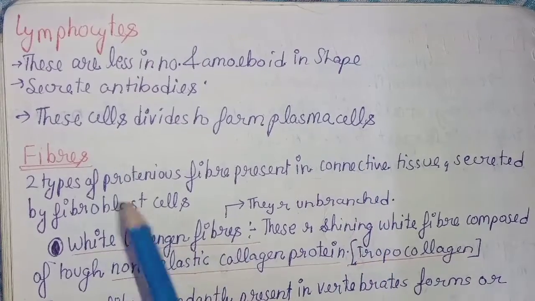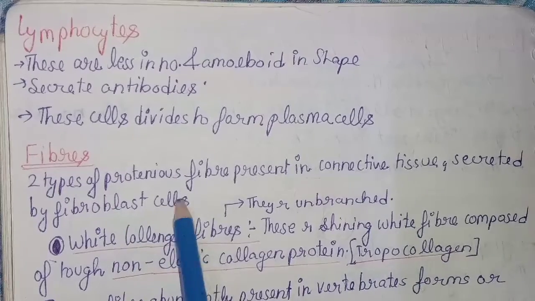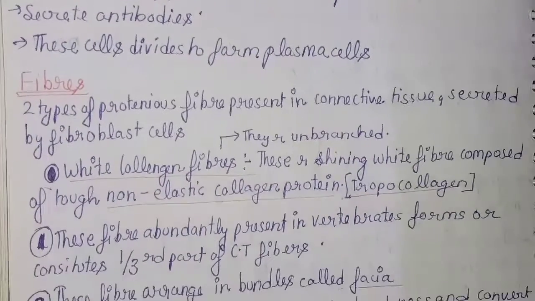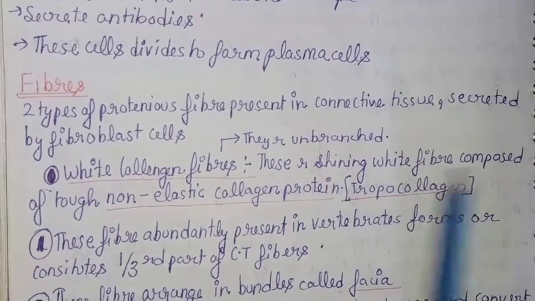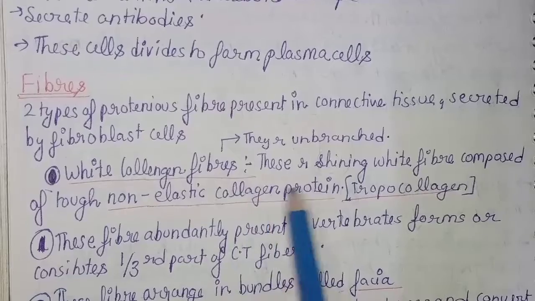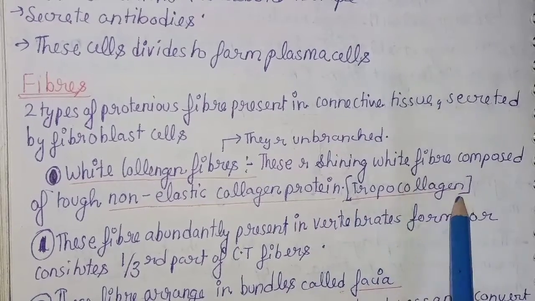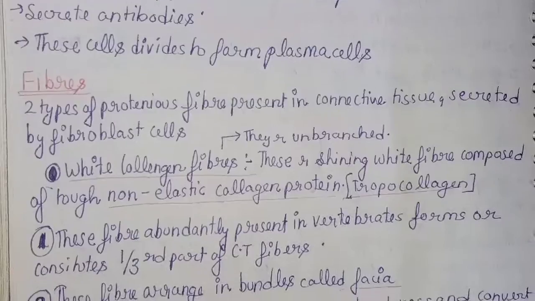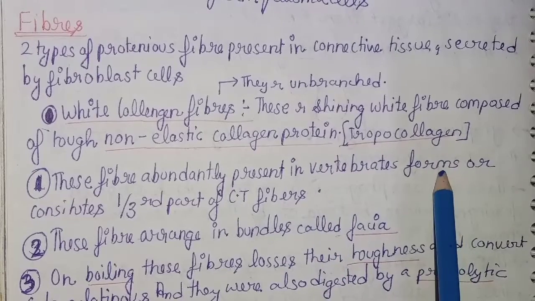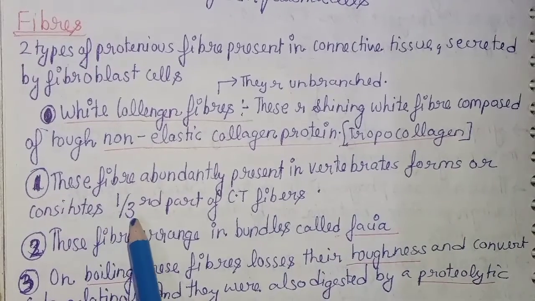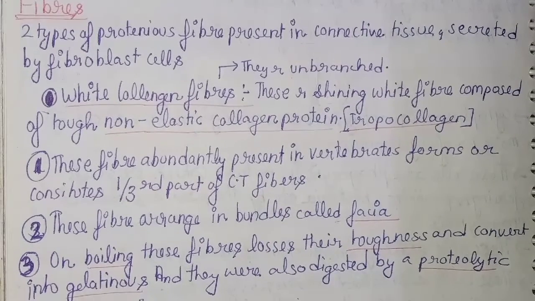Now coming to fibers. Two types of proteinous fiber are present in connective tissue, secreted by fibroblast cells. One is white collagen fibers. They are unbranched. They are shiny white fibers composed of tough non-elastic collagen protein, which is called tropocollagen. Now coming to the next point, these fibers are abundantly present in vertebrates and constitute 1/3 part of connective tissue fiber. These fibers are arranged in bundles called fascia.